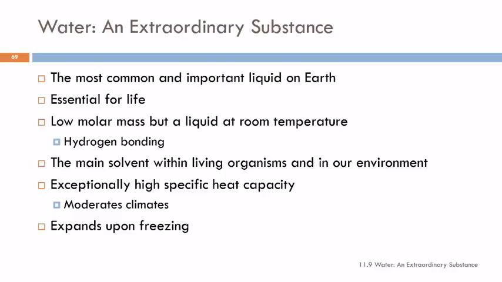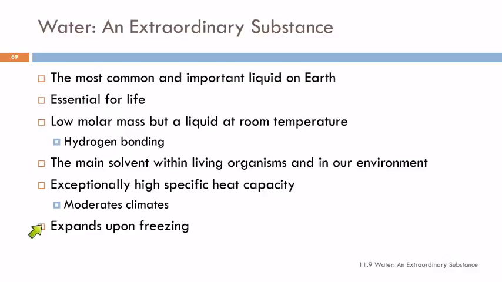One of the weird things about water is even though it has a low molar mass, it is a liquid at room temperature and not a gas. And that is due to hydrogen bonding. Water is the main solvent both in our environment and in living organisms. It has a crazy high specific heat capacity, 4.184 joules per gram degree Celsius. That is much, much higher than most substances. And as a result of this, it moderates our climate. It helps to reduce the large fluctuations in temperature.